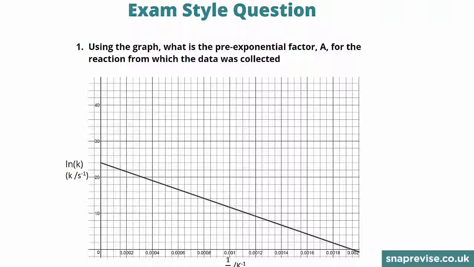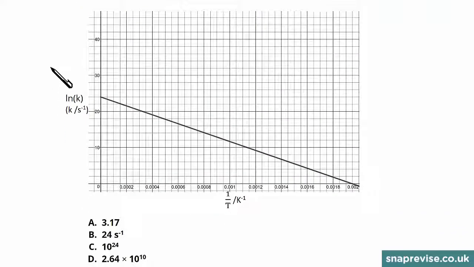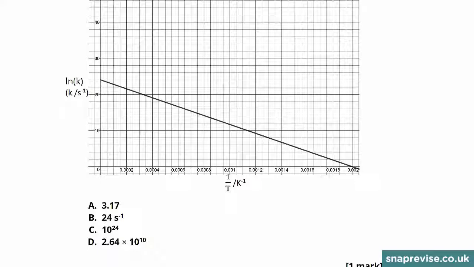Okay, so now it's time to look at some exam-style questions. Firstly, this one says, using the graph, what is the pre-exponential factor, A, for the reaction from which the data was collected? And then we're given a graph that you should be familiar with from the slides, of lnk on the y-axis and 1 over temperature on the x-axis.